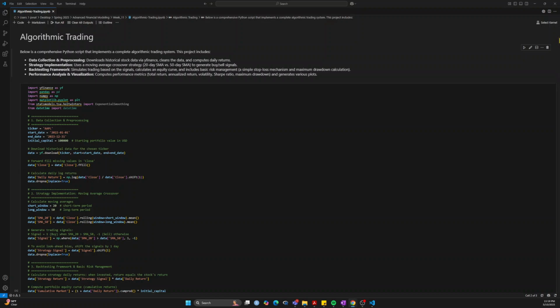Using yfinance, I download the historical data for Apple. To ensure our data set is robust, I forward filled any missing values in the close column. Next, I compute the daily log returns, a common approach in finance that makes percentage changes easier to work with, and then remove any rows with missing data. This pre-processed data is the foundation for our strategy.